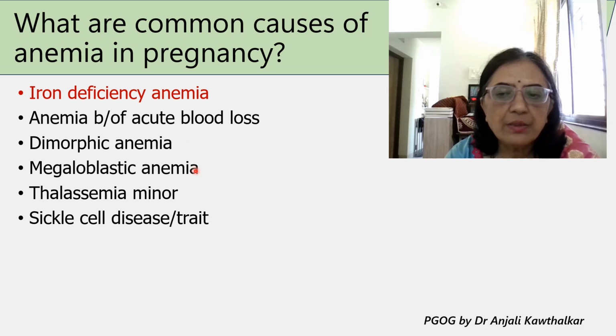Megaloblastic anemia, where the major reason is folic acid deficiency during pregnancy, and thalassemia minor and sickle cell disease or sickle cell trait are also commonly observed in belts or areas where these diseases are common in some communities or in certain areas.